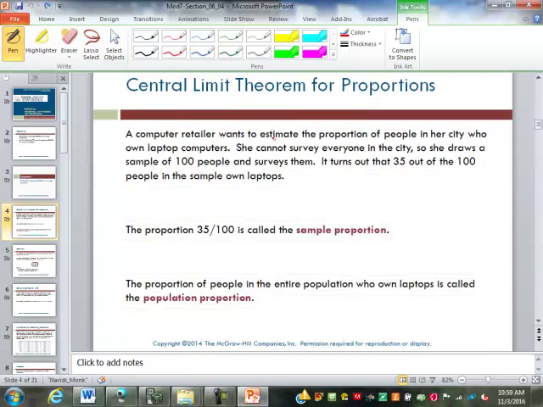So here we have a computer retailer who wants to estimate the proportion of people in her city who own laptops. She cannot survey everyone in the city, so she draws a sample of 100 people and surveys them. Turns out 35 out of 100 own laptops. That is a sample proportion. What we're doing is, let's say we draw every possible sample of 100 people from the city. So it's going to be a lot of different samples depending on the size of the city. And find the proportion of every sample, and then find the mean of all those proportions. This is going to be the mean of the sample proportions.